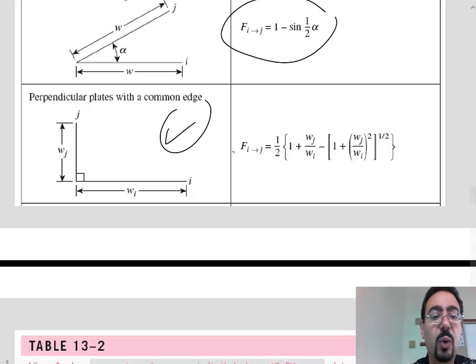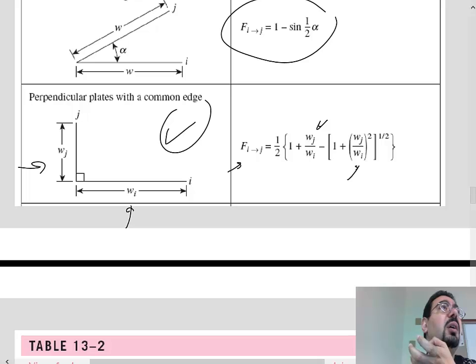All right? So all it takes is you look at the picture and ask, what does it want? Wi and Wj, that's fine. Wi and Wj, and I will get Fij. And if I would like to get Fji, I will just use the reciprocal rule. Okay?